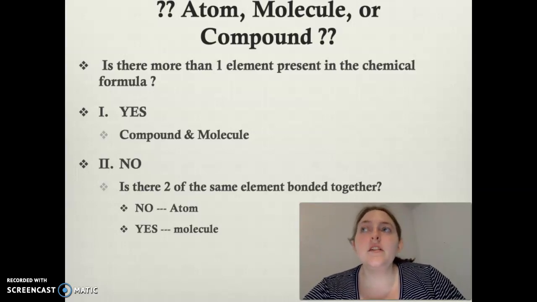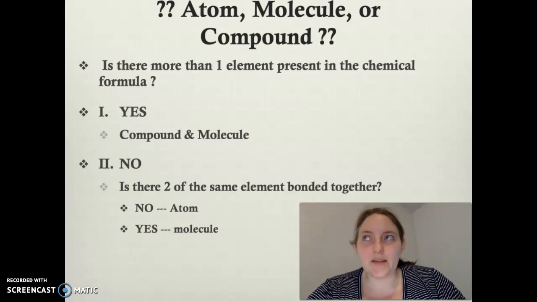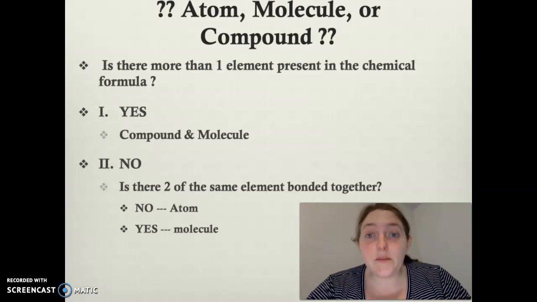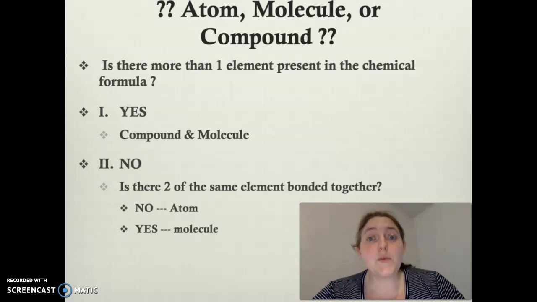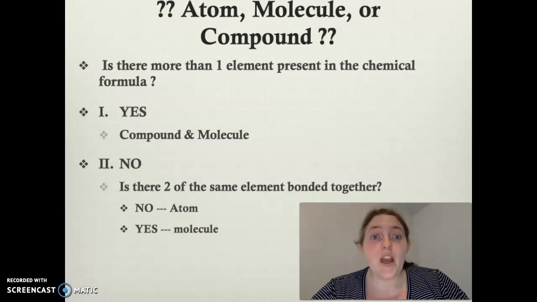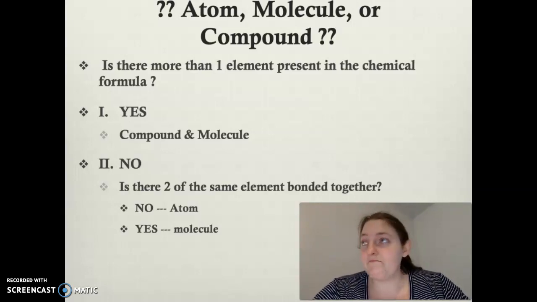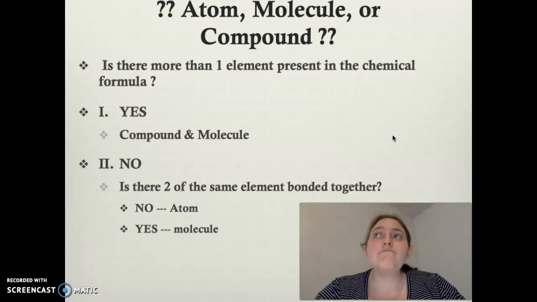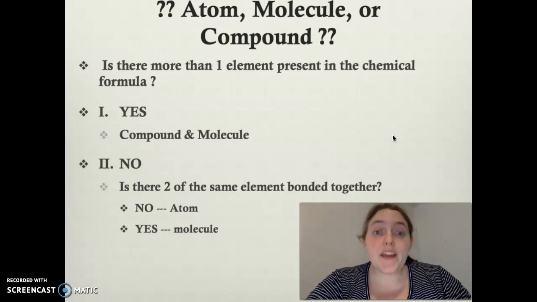When we look at something that looks like it's from the periodic table, we look at a molecular formula or structure. We want to know, based on what's in there, is it classified as an atom, a molecule, or a compound? Well, first we need to know the difference between the three. And here's a nice little flow chart to help you understand this. First question you should always ask: is there more than one element present? If there's more than one element present, meaning more than one different type, it will be a compound and a molecule.